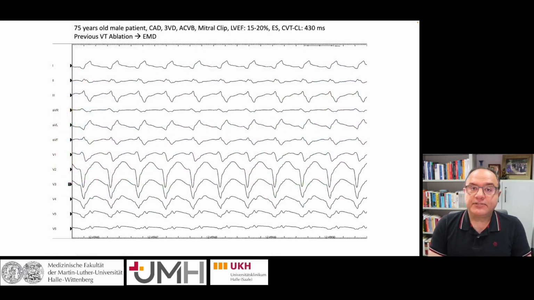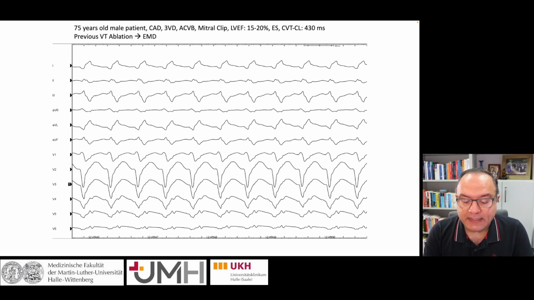The next patient is a 75-year-old man with coronary artery disease, 3-vessel disease, bypass surgery, mitral clip, and ejection fraction of 15 to 20%. He was admitted with electrical storm. The clinical VT cycle length was around 430 milliseconds.